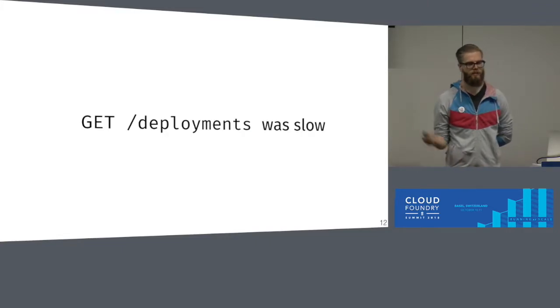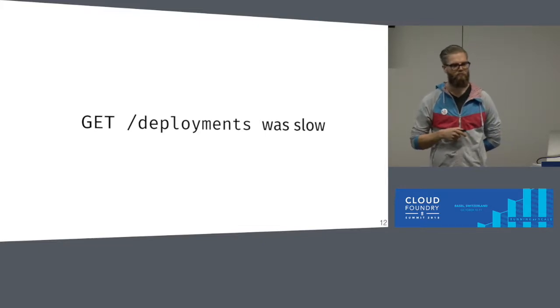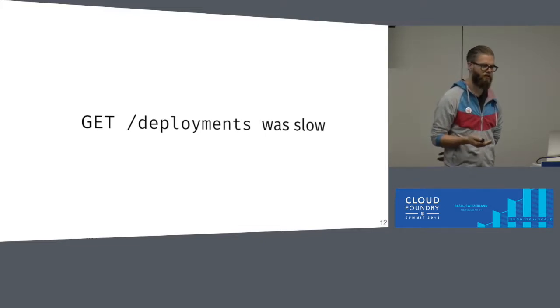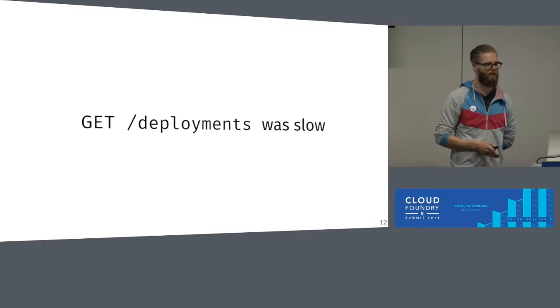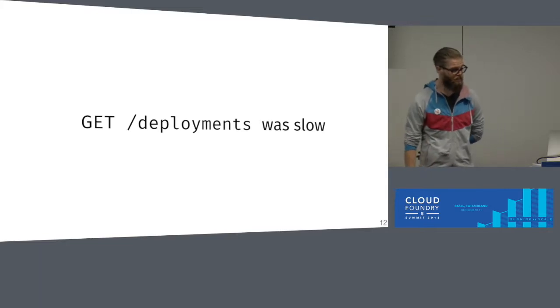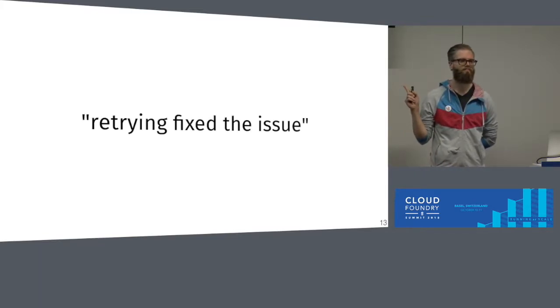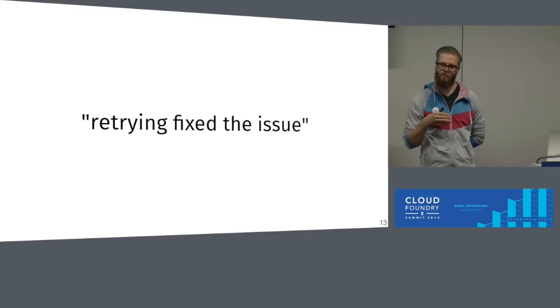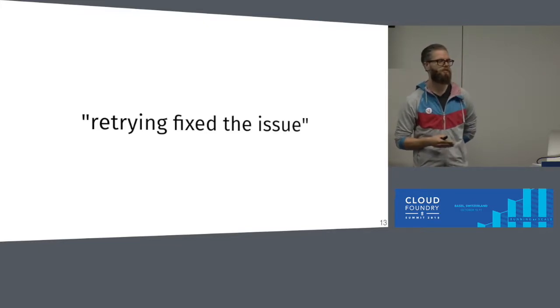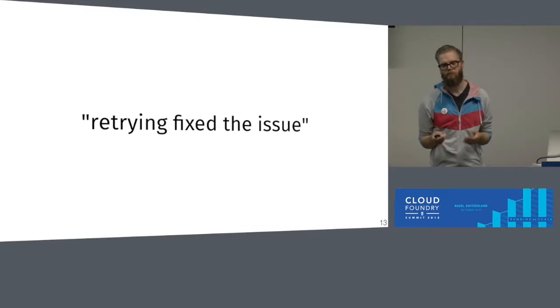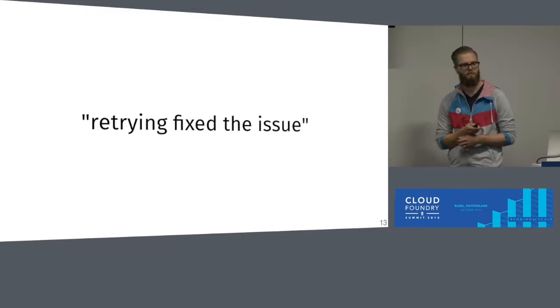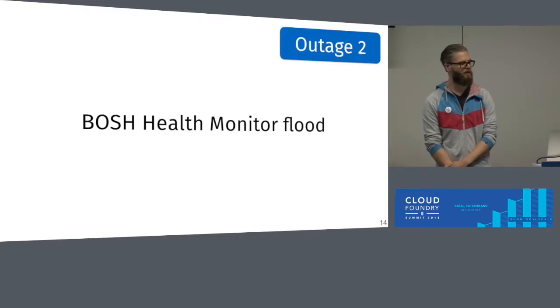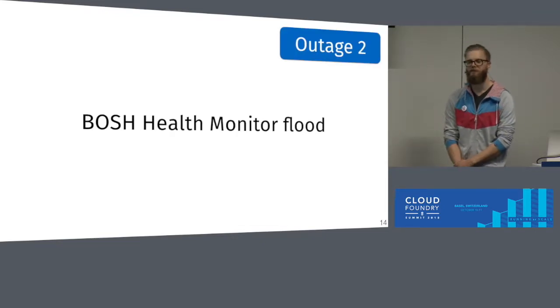In our case, it was this specific endpoint that was the easiest candidate to be saturated. We were trying to get the list of all deployments on that director, and as you saw, that's several thousand. That was sometimes not responding well enough, but retrying fixed it. That made us recognize that there is an issue, but people were saying, well, I just did the thing again, seems to work. Unfortunately, that meant we didn't prioritize it as high as we maybe should have, which brings us to outage number two, the BOSH Health Monitor flood.